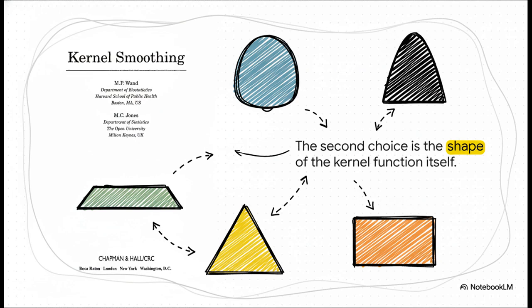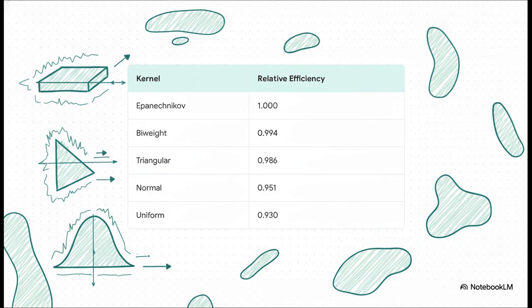Now, what's the second big choice we have to make? Well, it's the actual shape of our kernel, the weighting function itself. And as you can see, we've got a few different options to pick from. There's the uniform, which is basically that box we started with. Then there's triangular, biweight, and the normal or Gaussian kernel we saw earlier.